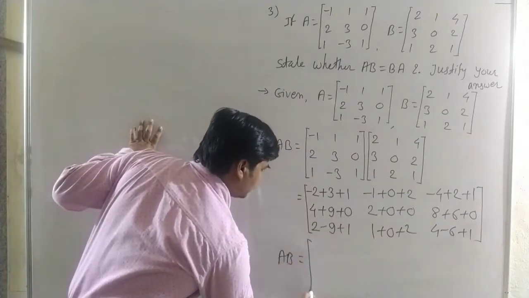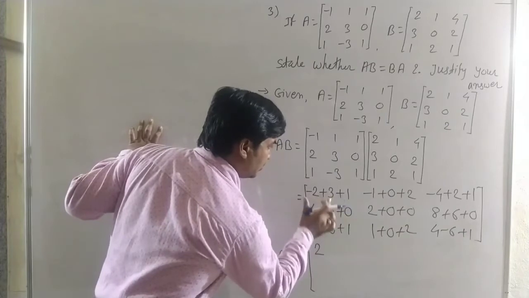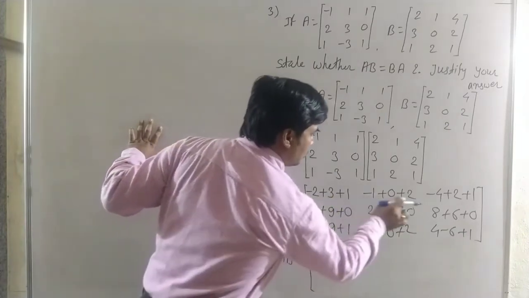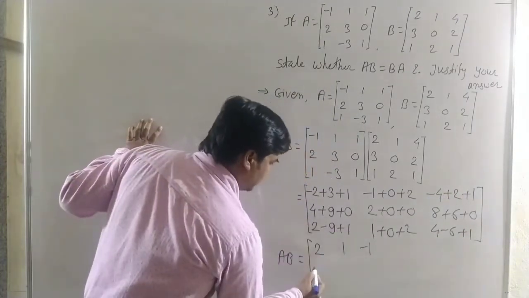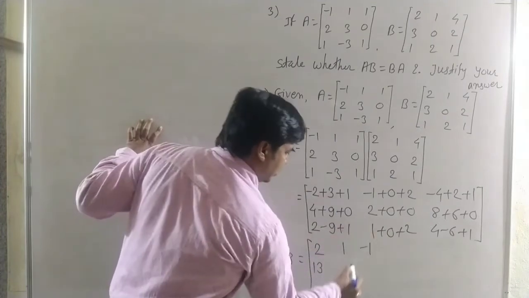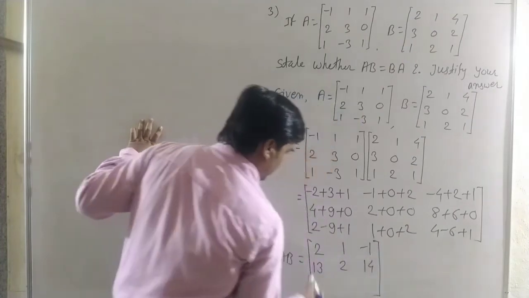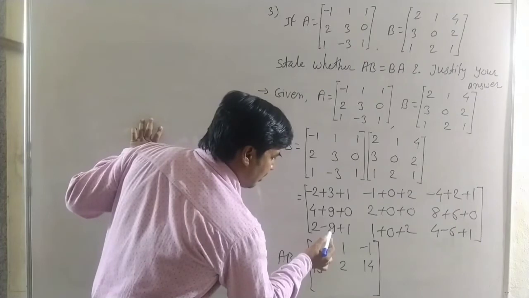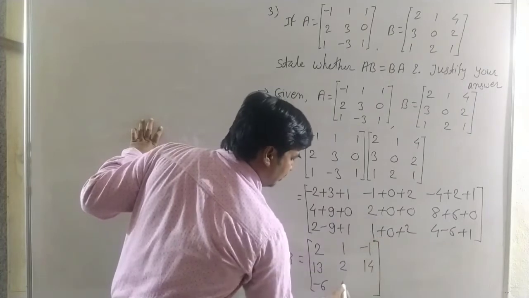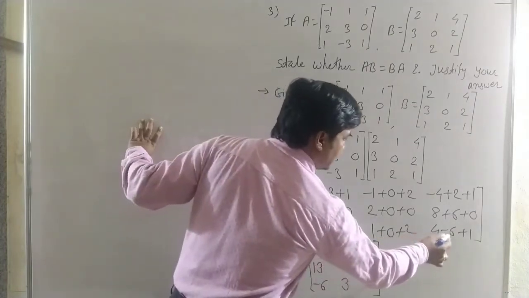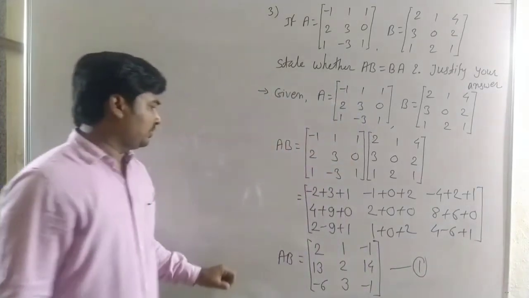is equal to, here minus 2 plus 3, it is 1, therefore it is a 2. Okay, see carefully the calculation, it is a 1, minus 1 plus 0, minus 2, and plus 3, it is a minus 1, then it is a 13, then it is a 2, it is a 14. Okay, and last it is 2 minus 9, it is a minus 7. Minus 7 plus 1, it is a minus 6. 1, 0 and 2, it is a 3. And then 4 minus 6, it is minus 2. Minus 2 plus 1, it is a minus 1. It is equation number 1. We find it is AB.